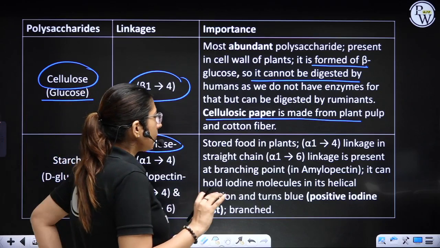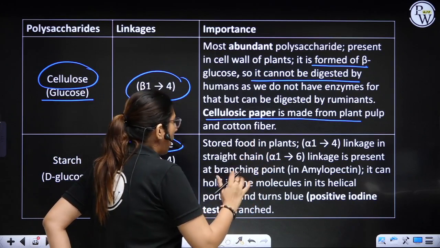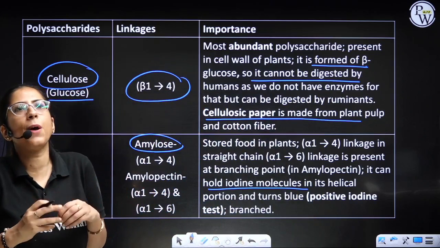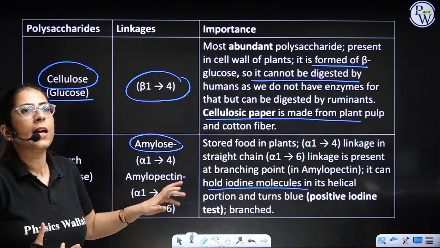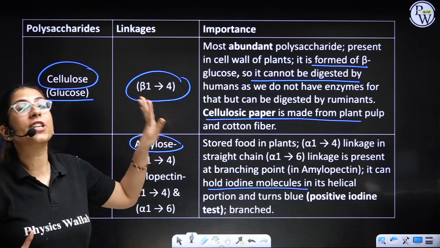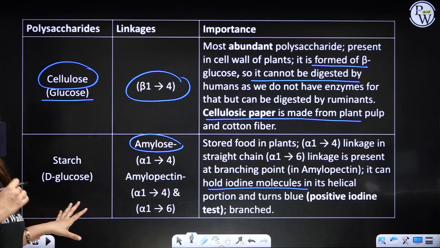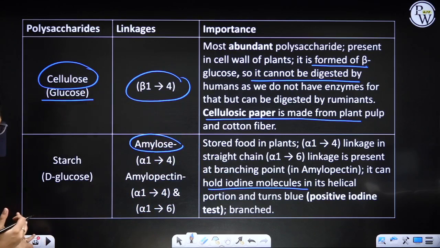Clear? Now, here one thing you have to remember is they hold iodine molecules, so that is the reason it gives a positive iodine test. If we talk about this, is this branched? Yes, guys, you have to remember that the starch is a branched structure.